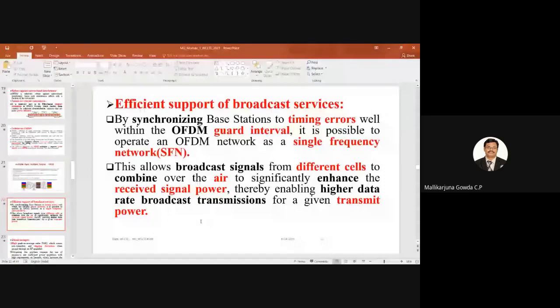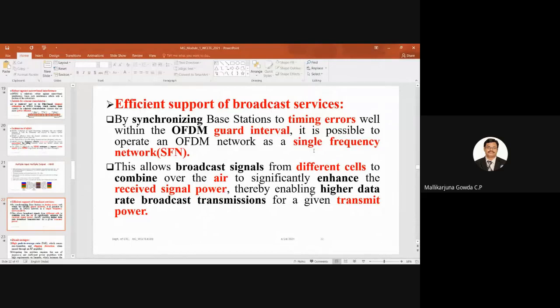So every line, every word is important here. It is not that easy to grasp what I am saying. Since it is the beginning of the module, at the beginning only, you will not be able to get a clear understanding of all these concepts. As we proceed further, you will be able to. We'll talk about what a single frequency network is in detail when we discuss the broadcast services. At least now you should have some idea of what it can support.